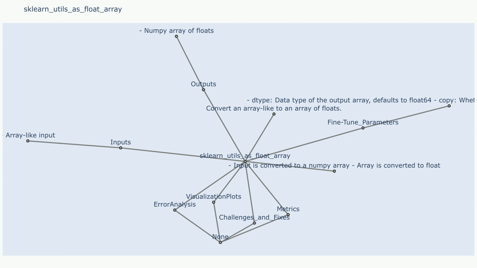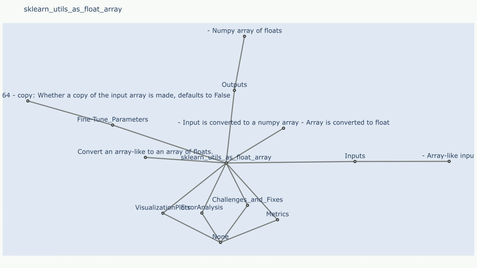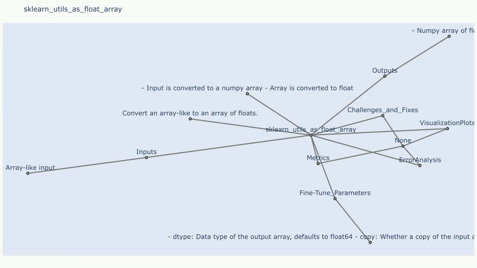Fine-tune parameters. dtype allows you to specify the desired data type for the output array. Use float32 if you are concerned about memory usage or float64 for higher precision. Copy: if you are dealing with large datasets and memory is a concern, set copy false to avoid creating a copy of the input data. However, be mindful of potential modifications to the original data.